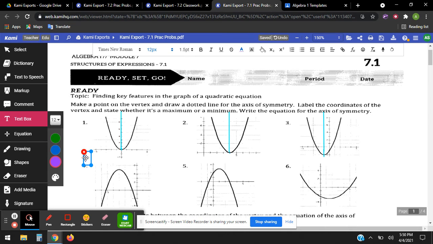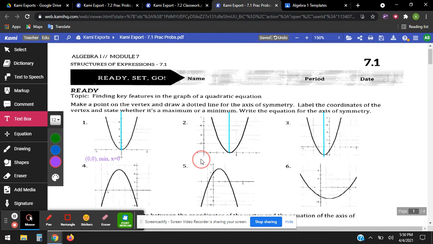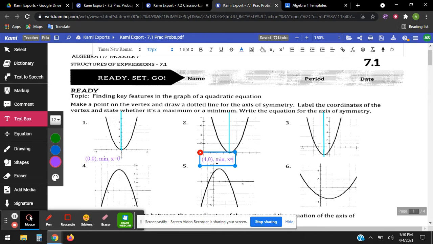So the vertex is at 0, 0. This is a minimum. And my axis line is x equals 0. Okay, let's do this one. The coordinates of this vertex are 4, 0. It is also a minimum, and its axis is x equals 4, because it's going up from the 4.